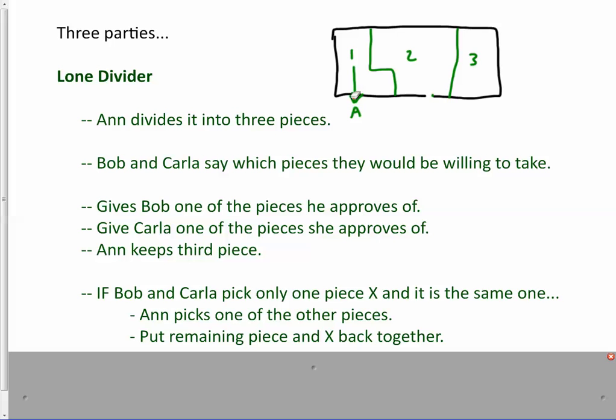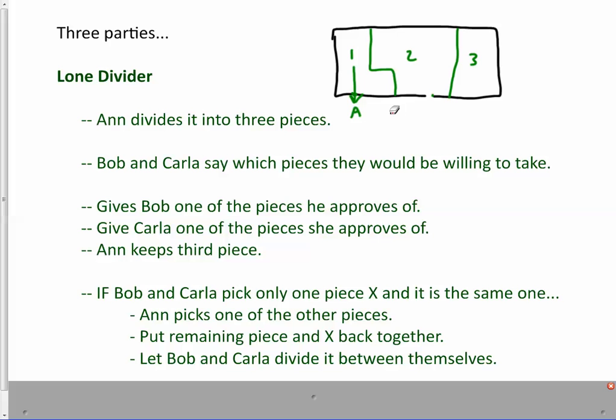And now Anne's done. She's got her piece. And then with these 2 pieces, Bob and Carla can divide it between the two of them, and we can just use divide and choose. We can use that earlier method that is for two people, which we're happy with. So we do divide and choose between Bob and Carla.